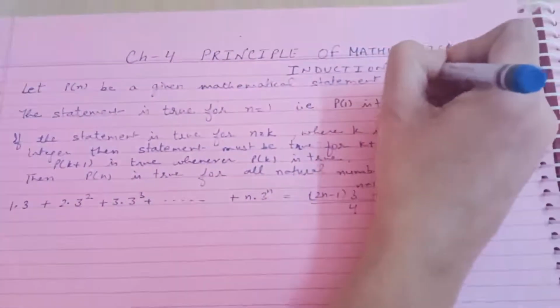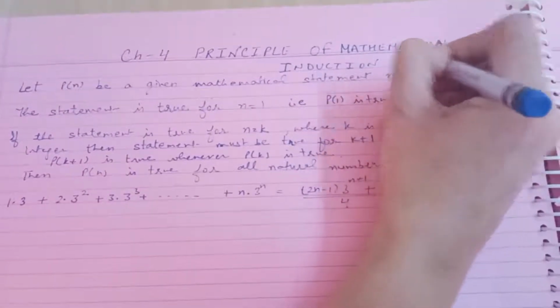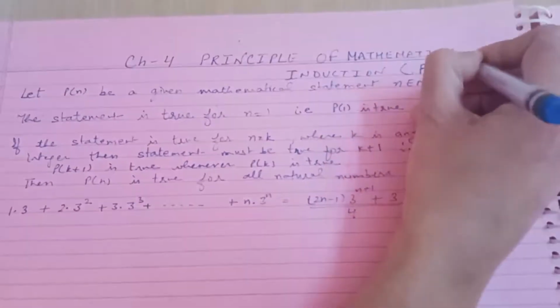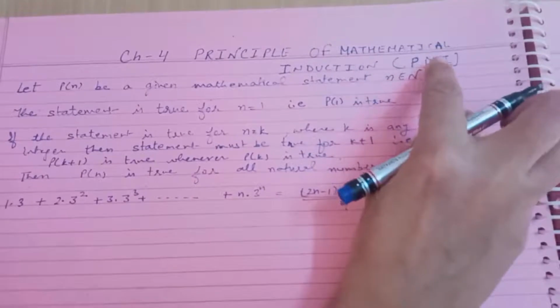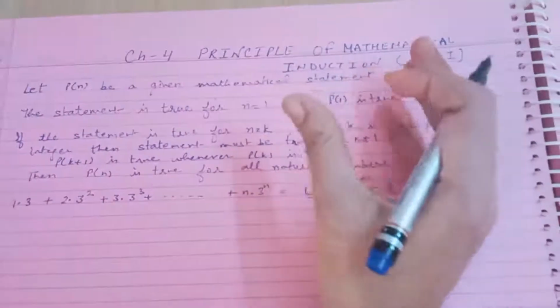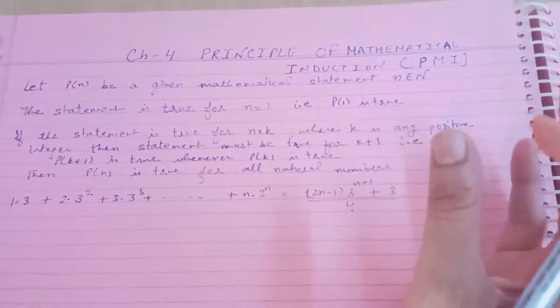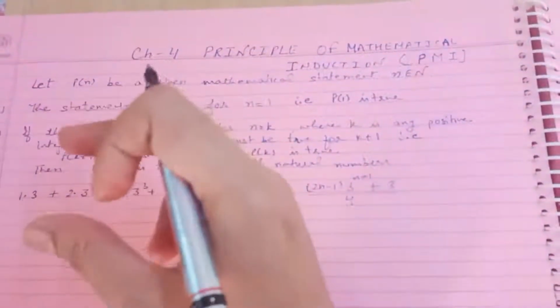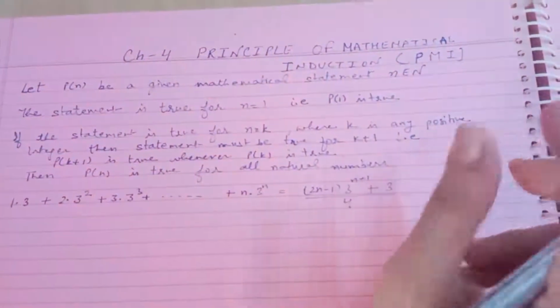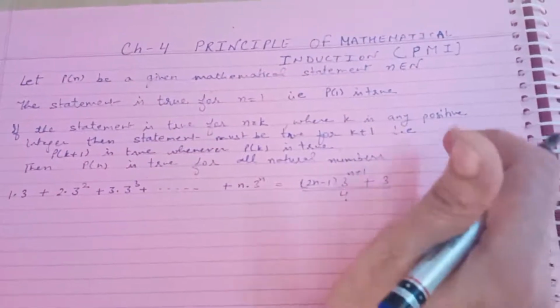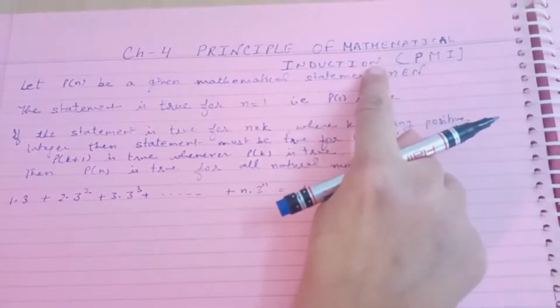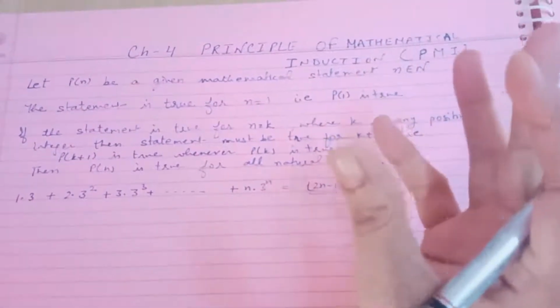We also write it as PMI. PMI is your Principle of Mathematical Induction. It means it's a different kind of maths technique to solve a question, in which one mathematical statement will be given and you have to prove it by using mathematical induction. Induction means how to solve the question.